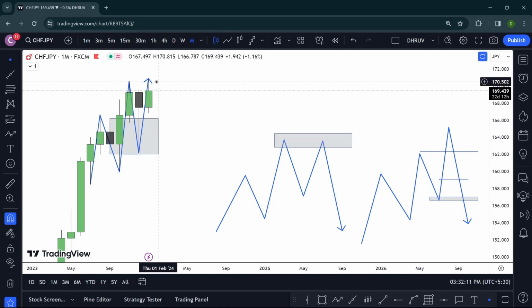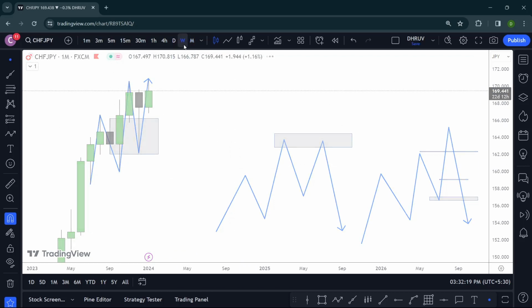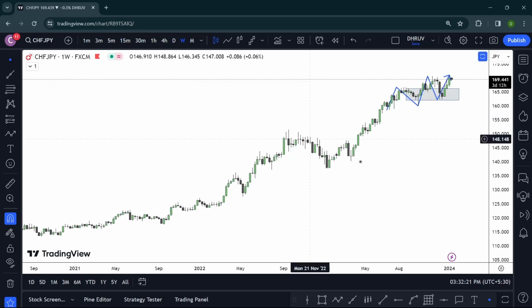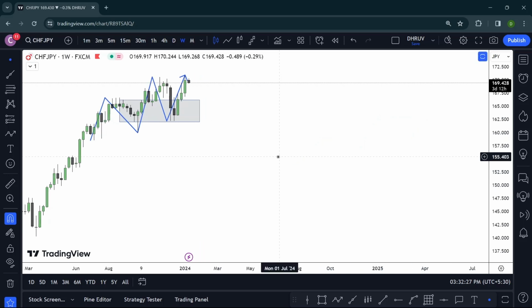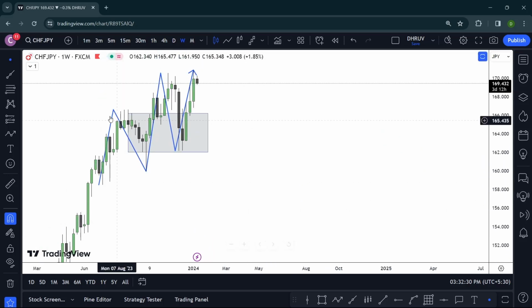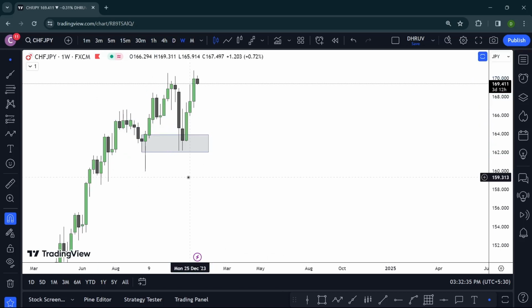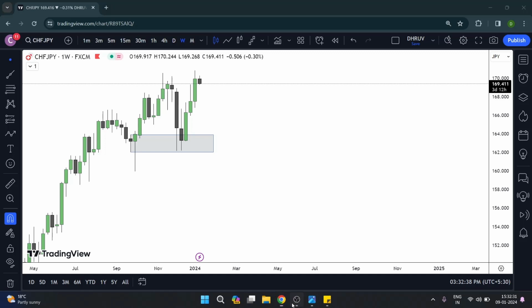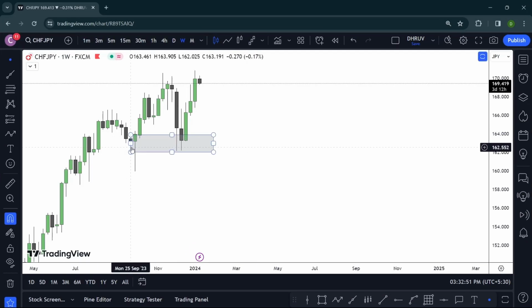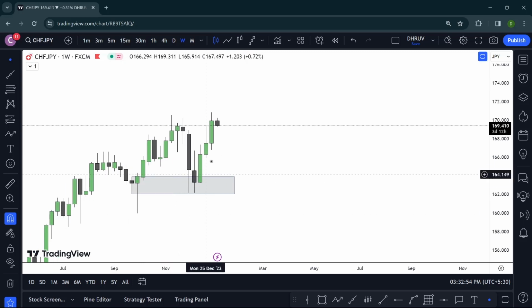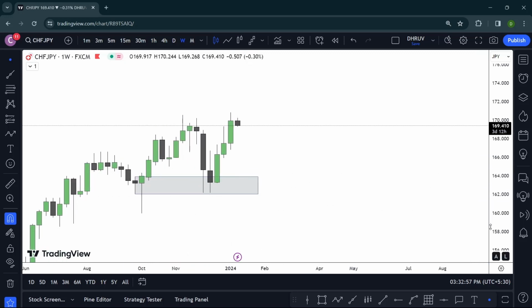So for now, there are no intentions of monthly to reverse, right? And also, if we look at the weekly, let me just delete this. If we look at the weekly, we can just precise this to tell this area. Okay, so we can just precise to tell this area, and what are we seeing?